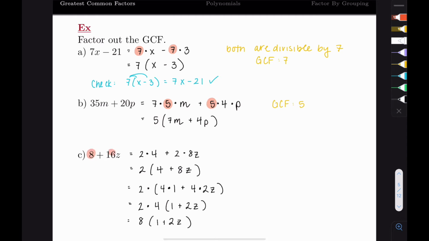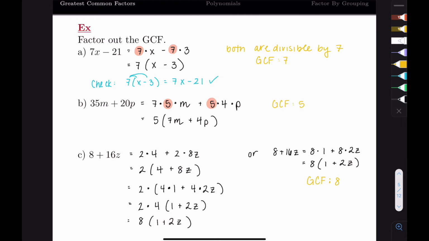So really all the way back up here, the highest number they're both divisible by is 8. So really a simpler way to do this is the first piece you can write as 8 times 1. The second piece is 8 times 2z. So when I take the 8 out, in the front I'm left with 1, and in the second piece I'm left with 2z. So our greatest common factor is going to be 8 in this case.